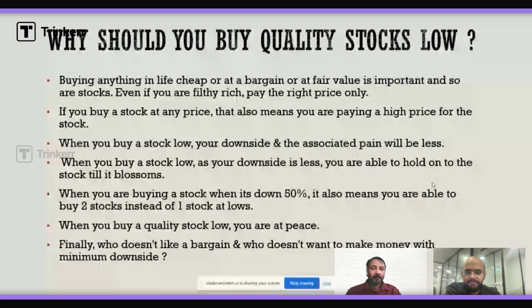And whenever you buy any stock, buy quality stocks where you see a long runway. It is profitable. It's there for everyone to see.